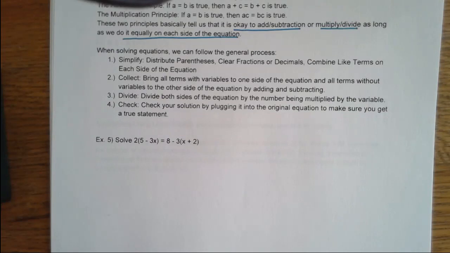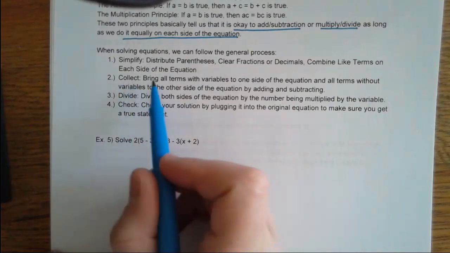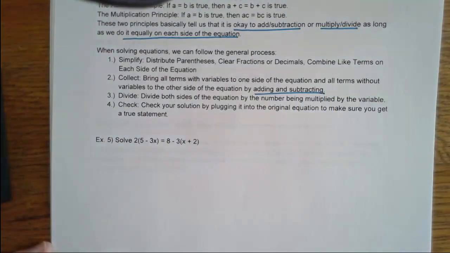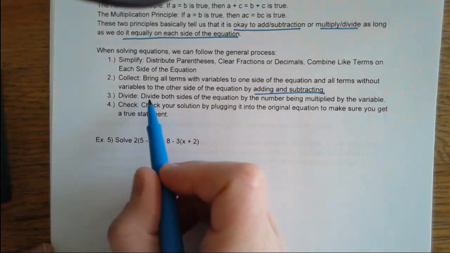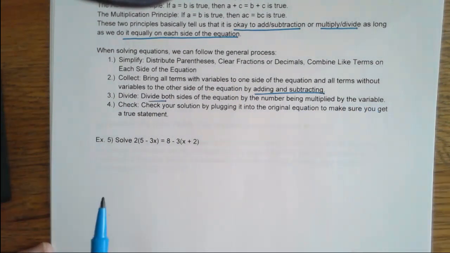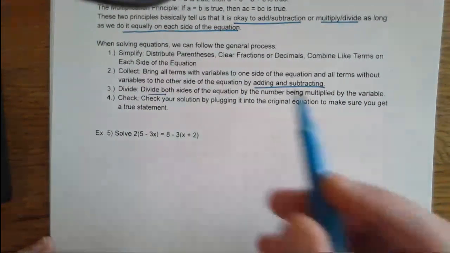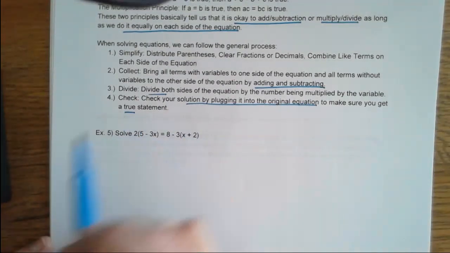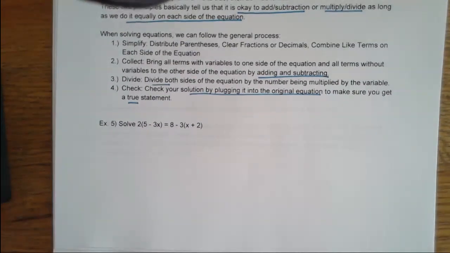Once I've cleaned it up as much as I can, then I start collecting. So now I start adding and subtracting the same number on both sides or the same variable on both sides. Once all my like terms are together, then I'm going to divide by whatever number is with the variable. And then finally, you can check. You can always check your solutions by plugging them into the original equation to make sure you get a true statement. So here's our example.